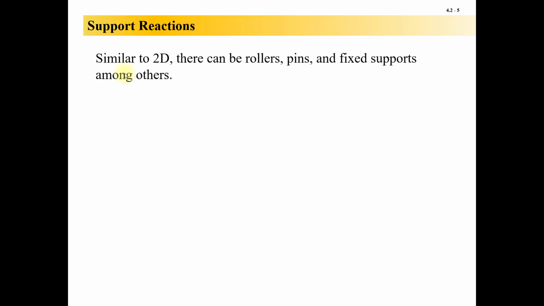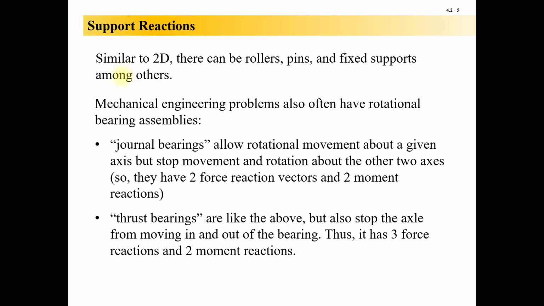Same with reactions. So similar to 2D, there are rollers and pins and fixed supports. There's also, you start to see journal bearings and thrust bearings. They're very common in mechanical engineering concepts. A journal bearing allows an axis to spin inside of it. So that's a bearing along an axle, and the axle is spinning inside of it. What it's doing is keeping that axle from moving up and down or left and right.